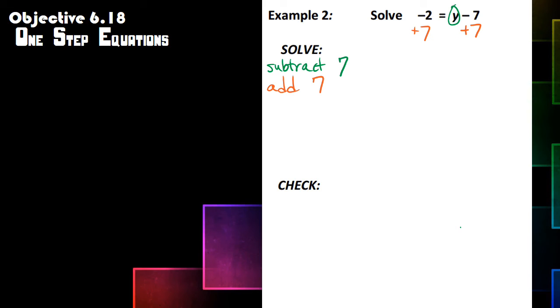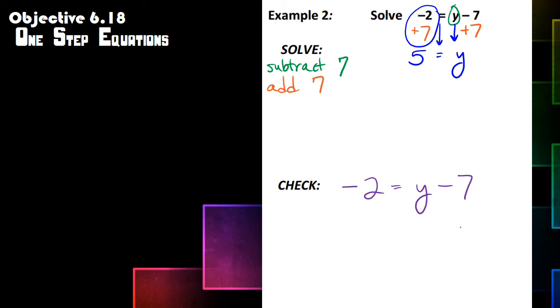Now y is left by itself. So we have y, we bring down our equal sign, and then we have negative 2 plus 7. When we do that, it comes out to 5. So we can say that 5 is equal to y. And now we have to perform our check. In our check, we're going to rewrite the original equation.